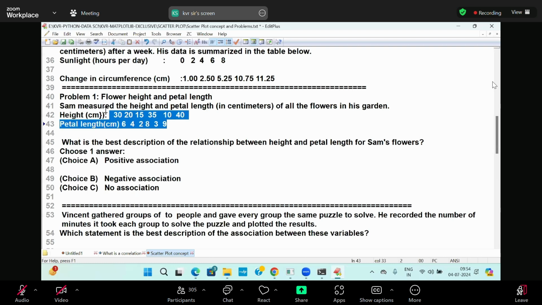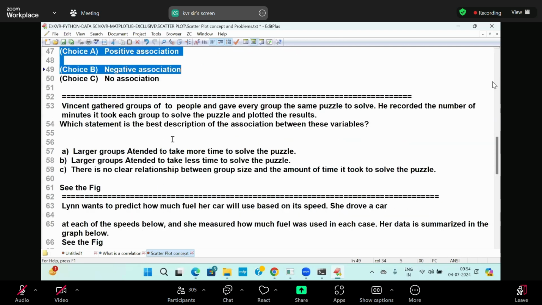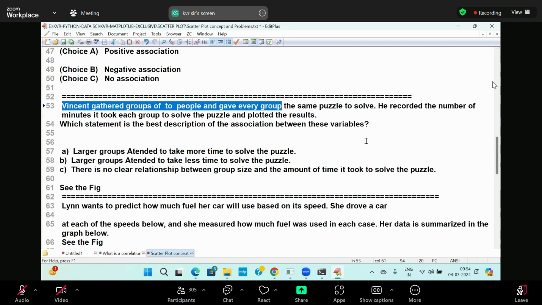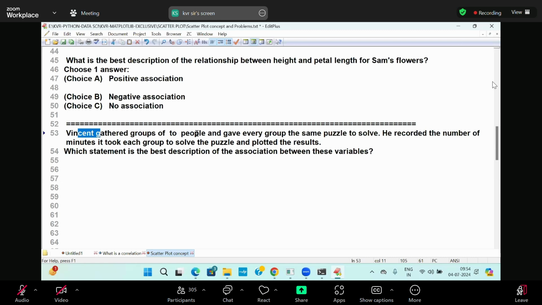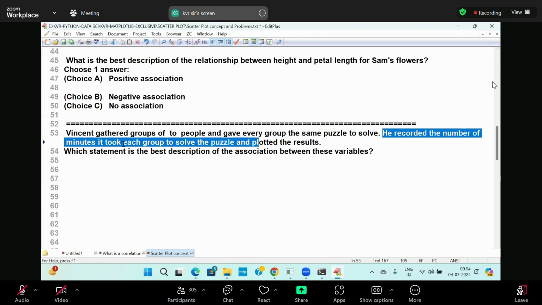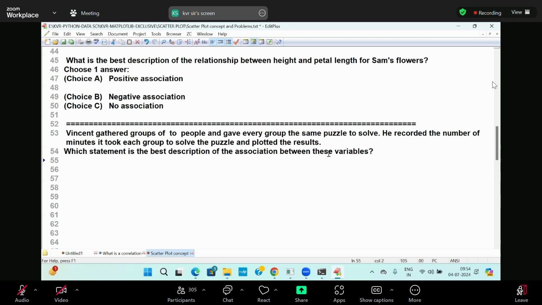One more thing. Vincent gathered groups of people and gave every group the same puzzle to solve. Carefully understand. He recorded the number of minutes it took each group to solve the puzzle and plotted it. Which statement is the best description of the association between these variables? He gave the puzzle to different types of what? Groups.